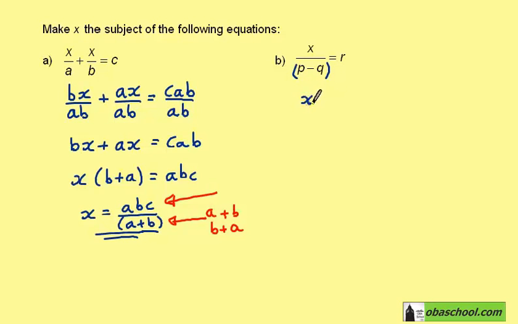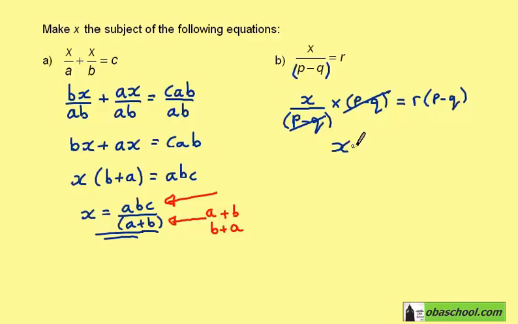Multiplying both sides by p minus q gives us x over p minus q times p minus q is equal to r times p minus q. Note on the left the p minus q will cancel, leaving us just with the x, which is equal to r times p minus q.